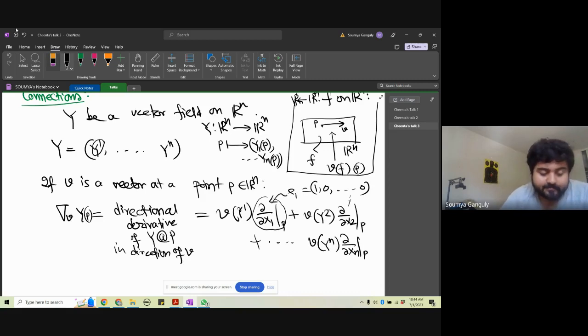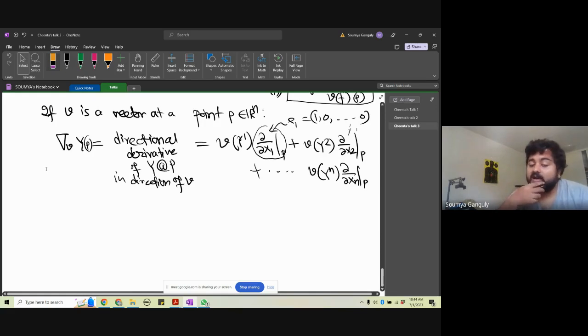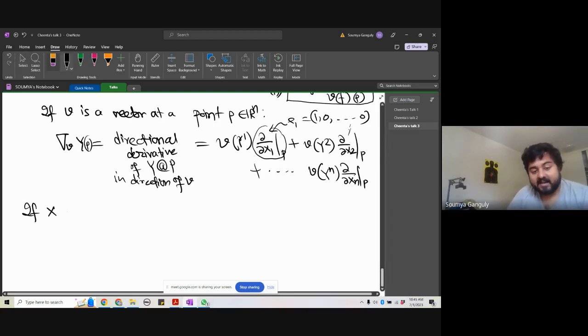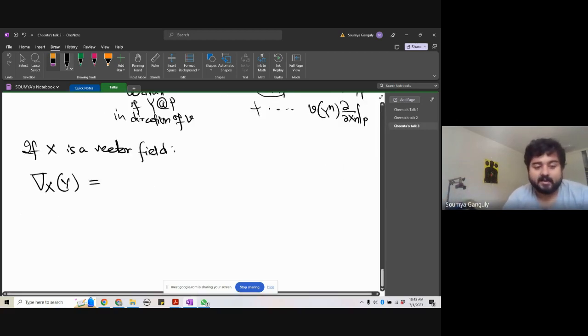So now you know how to differentiate a vector field with respect to a vector. Then the question is, if X is another vector field, then you can define the differentiation of a vector field with respect to another vector field. Previously, this V was a vector at a point. Now this X is a vector field defined throughout Rn. And there it is again the same definition.